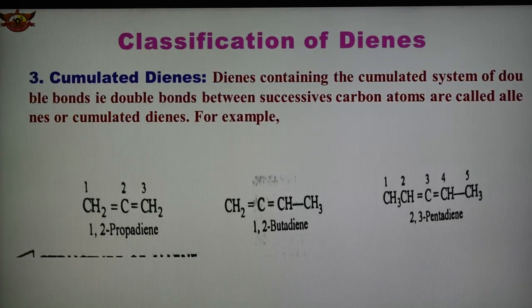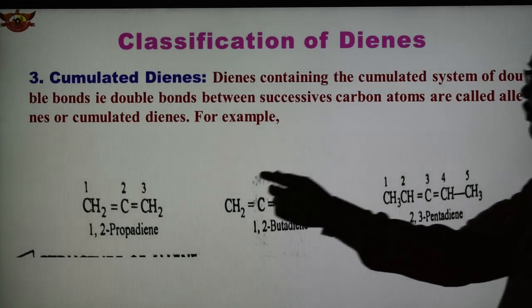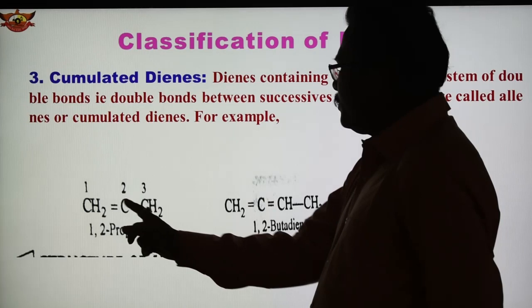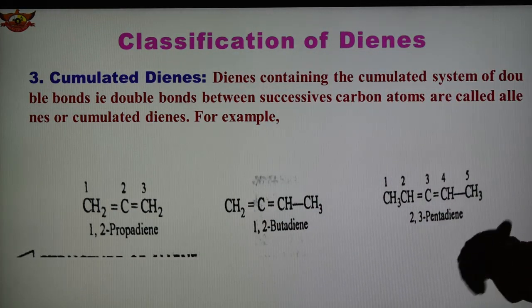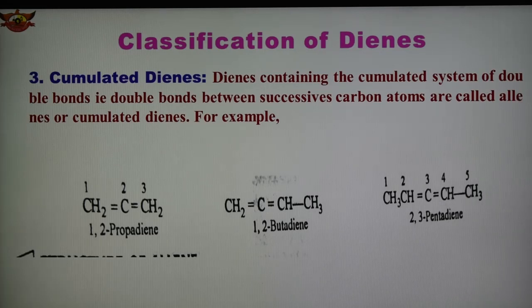Another, third type, is cumulated dienes, also known as allene. These dienes contain a cumulated system of double bonds, that is, double bonds between successive carbon atoms are known as cumulated dienes. For example, successive carbon atoms, मतलब ये देखो एग्जांपल, इसमें 1 2 प्रोपेडाइन, प्रोपेन 3 है, तो ये डबल बॉन्ड, उसके बाद में और डबल बॉन्ड, मतलब सक्सेसिव एक डबल बॉन्ड के बाद और भी नेक्स्ट इसमें डबल बॉन्ड. अगर इस टाइप का अगर है उसको बोलते हैं क्यूमुलेटेड डाइन्स और अलीन्स.